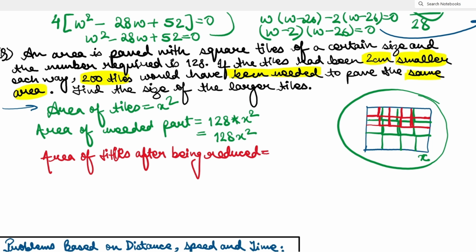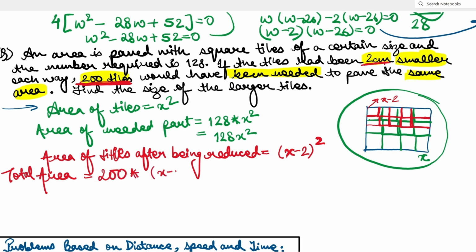After being reduced, what is the area of the tile? If one side is x, the other side becomes x minus 2, correct? Because the size has been reduced by 2 centimeters. We don't know the actual size of the tiles, so we'll consider it as x. So x minus 2 whole square, because the area of a square is side into side. If one side is x minus 2, the other side is also x minus 2, so you get x minus 2 whole square. Now we'll again take the total area. If the size of the tiles is reduced by 2 centimeters, you will require 200 tiles, so you get 200 into x minus 2 whole square.